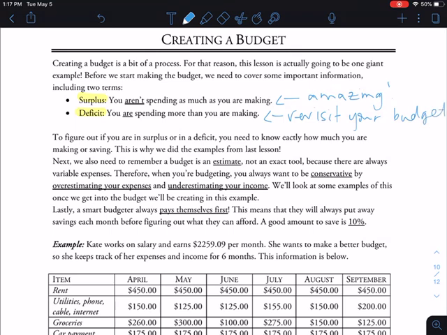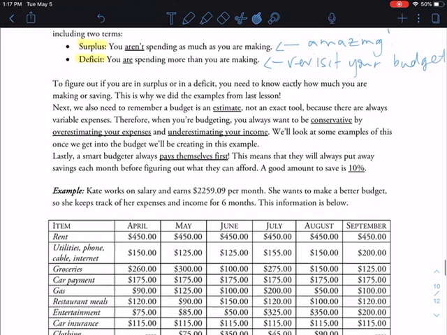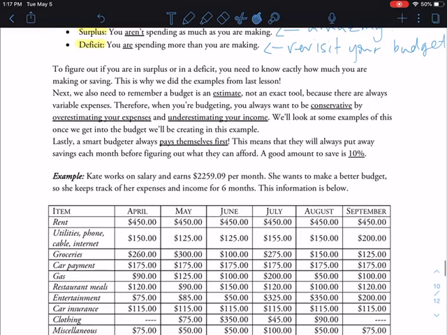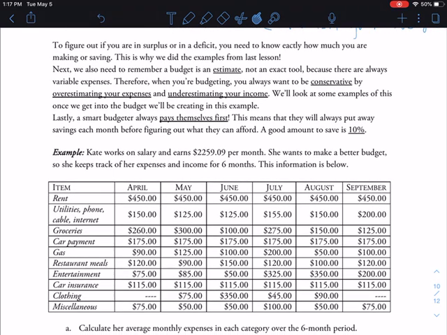because we never want to be going into debt, okay? And so if you're in a deficit, that means essentially that you're going into debt and you want to revisit your budget so that you can get out of debt and get into a situation where you're either breaking even, so you're spending the same amount that you're making, or you get into a surplus. Okay. So the first part of making a budget is to figure out if you're in a surplus or a deficit. And that is why we did all those examples from last lesson, because that's how you know exactly how much you make or save.